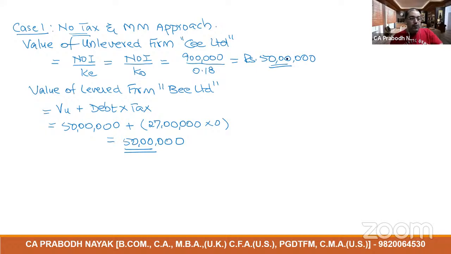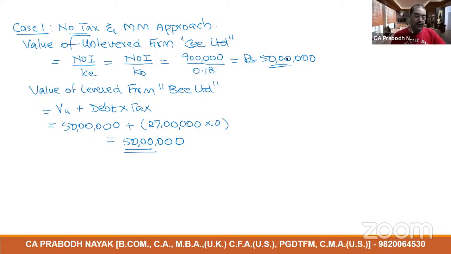Now, if you look at the question they've asked, determine the total market value, equity capitalization rate and weighted average cost of capital for each company, assuming no taxes as per MM approach and having 40% taxes as per MM. Now, equity capitalization rate for C Limited will be 18%. Weighted average cost of capital for C Limited will also be 18%. Why? Because there is only one source of finance. For B Limited, you'll have to calculate the weighted average cost of capital because there are two sources of finance, debt and equity.